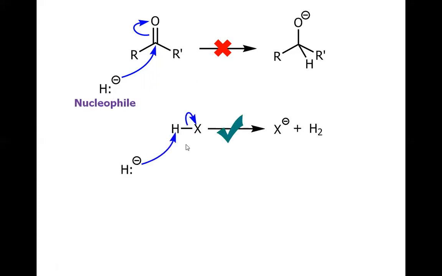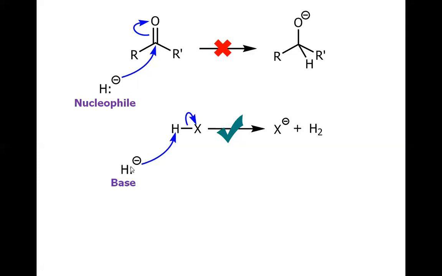However, when the hydride attacks the hydrogen that is attached to the electronegative element, the reaction occurs very smoothly, and we have hydrogen gas formation and the leaving group. So why is the above reaction not happening and the lower reaction is happening? It's simply because hydride does not serve as a nucleophile, but it serves as a base.